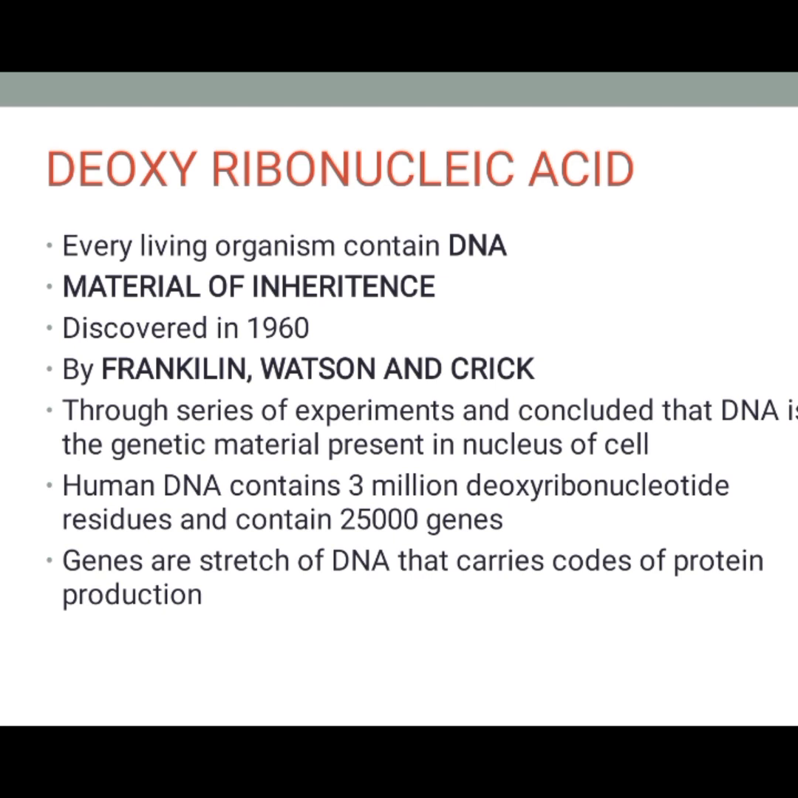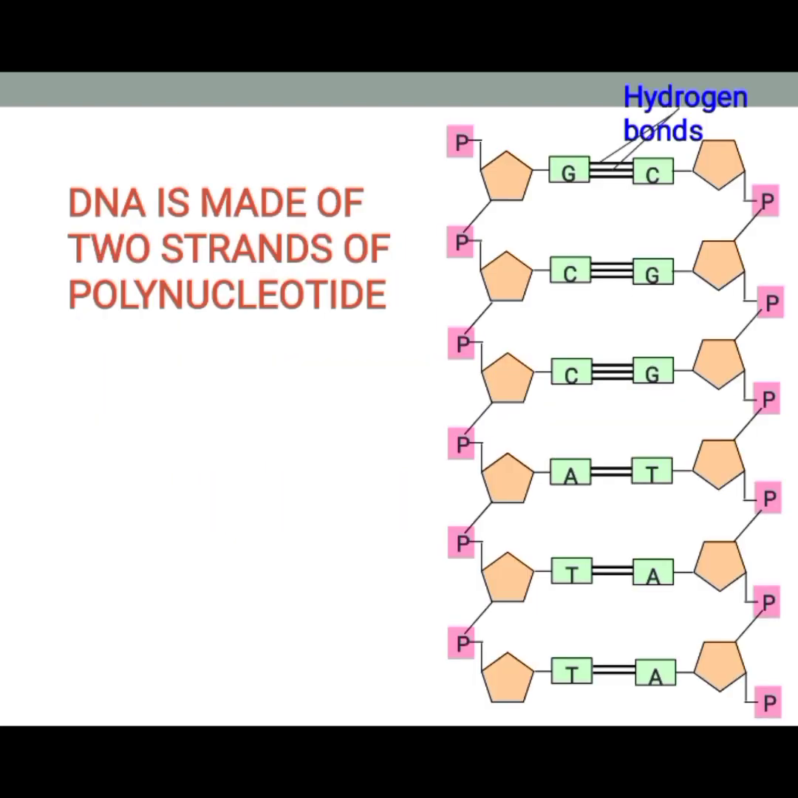For this, they conducted a series of experiments and concluded that DNA is the genetic material present in the nucleus of the cell. So, if you take human DNA, it contains 3 million deoxyribonucleotide residues and contains 25,000 genes. And these genes are the carriers of our inheritance.